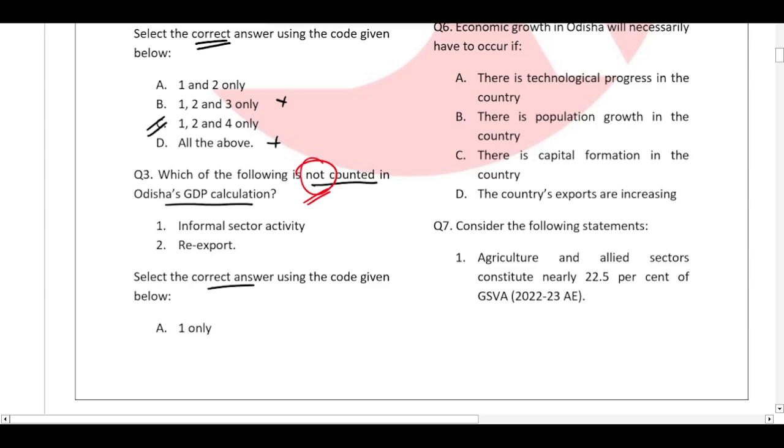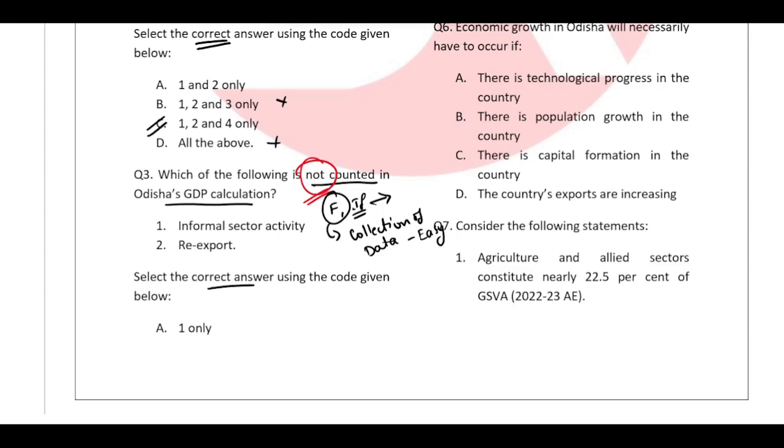So first let us see if the informal sector activity will be calculated under GDP or not. See, for GDP calculation, it doesn't matter whether it is the formal sector or the informal sector. All it matters is that the production of goods and services should happen within the territory of the country. For the formal sector, the collection of data will be easy. But for the informal sector, the collection of data will not be easy.